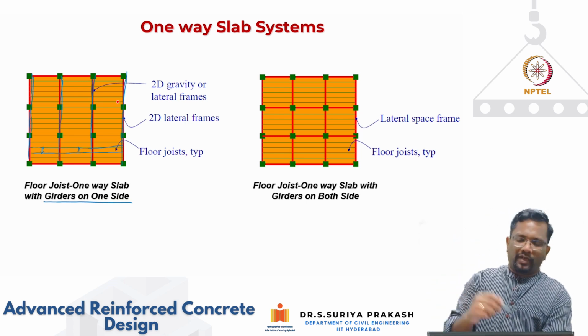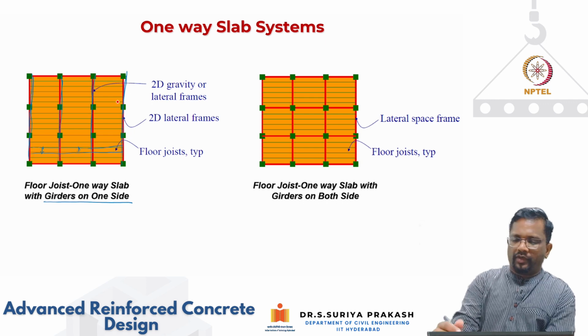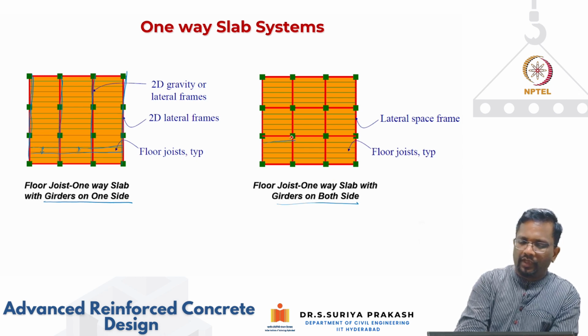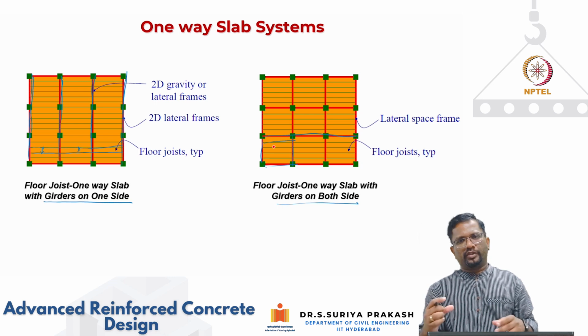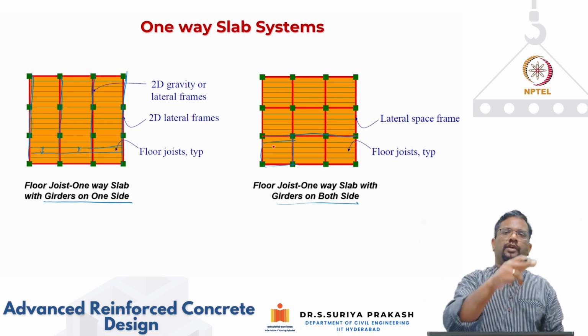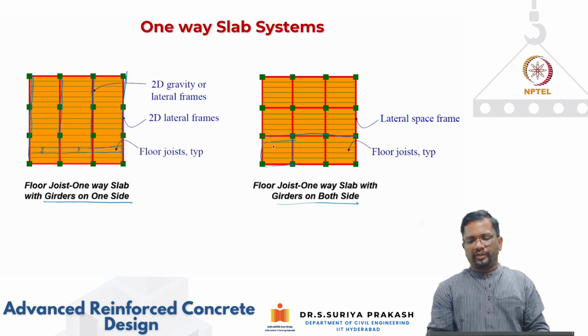Now you can also have another scenario. You can have a floor joist one-way slab with girders on both sides. So if you see this case, everywhere I have supports on two sides, and between every column line you have girders. In this kind of system I can reduce the thickness of the slab as well as the thickness of the joist, because now I have girders running along column lines on all four sides. So this is another type.